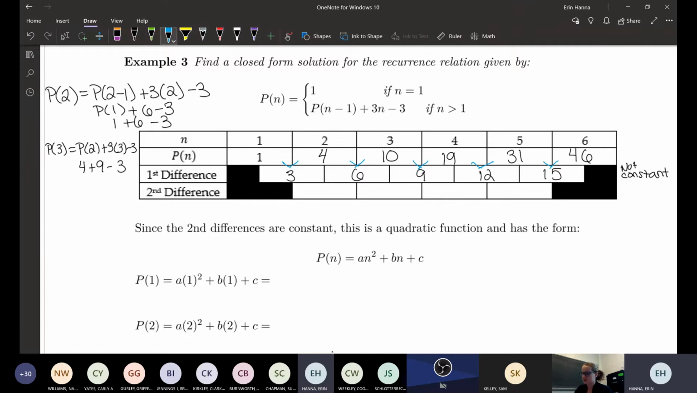So if we were to find the second difference, what we mean by second difference is we're taking the differences of these differences we just found. So 6 minus 3 is 3, 9 minus 6 is 3, 12 minus 9 is 3, 15 minus 12 is 3. That's constant because they're all 3.